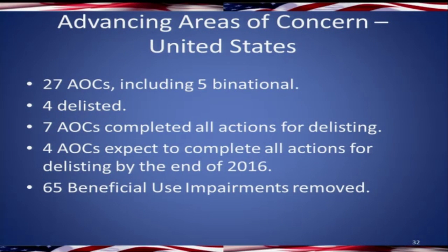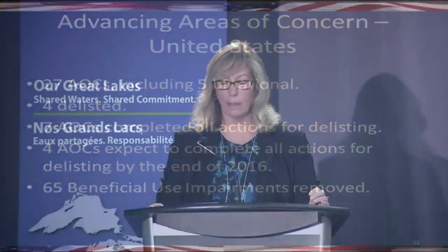Good progress is being made in U.S. areas of concern as well. To date, 4 U.S. areas of concern have been delisted: the Oswego River and Harbor in New York a number of years ago, and the Presque Isle Bay in Pennsylvania and the White Lake and Deer Lake, both in Michigan, since the start of the new Great Lakes Water Quality Agreement in 2012.